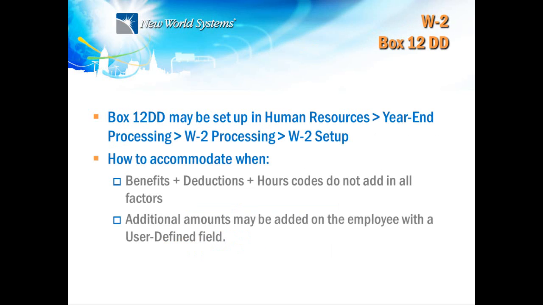Now we're on to box 12DD for the W-2s. As you know, box 12DD is actually set up in your W-2 setup, which we did earlier. So Human Resources, year-end processing, W-2 processing, W-2 setup, and then you create box 12 with the different options available. Now, what do you do when the benefits, the deductions, and the hours codes don't add in all the factors that you need to populate box 12DD? When this happens, there's actually a way that you can add these additional amounts on the employee with a user-defined field.